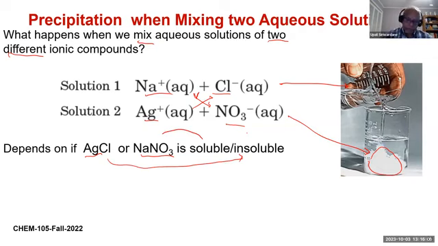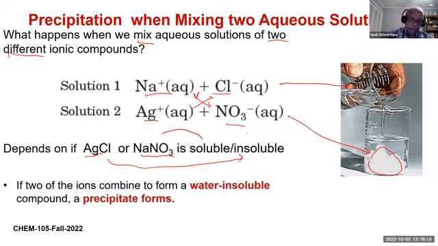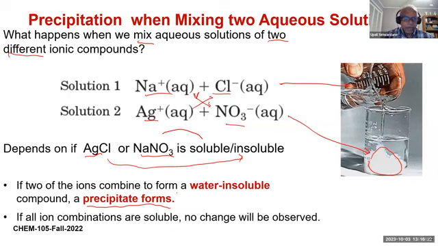That is called a precipitation reaction, a precipitate forms. So that's how you predict whether a reaction takes place between two ionic compound solutions. If none of these combinations are insoluble, then there's no reaction.